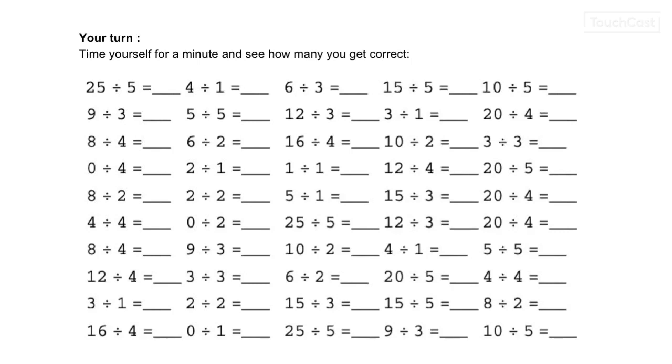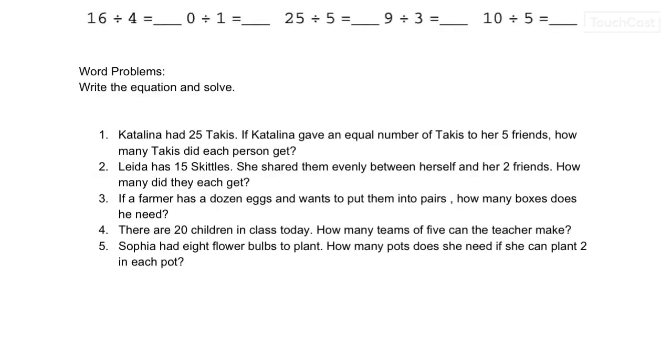So now it's your turn. Time yourself for a minute. See how many you get correct. You can go any direction you'd like. You can go up and down or sideways, but I'd like you to go ahead and finish and do all of them just so you're getting that extra practice. And then here are your 5 word problems. Make sure that you're reading them carefully and you're writing an equation, and we will go over them tomorrow.